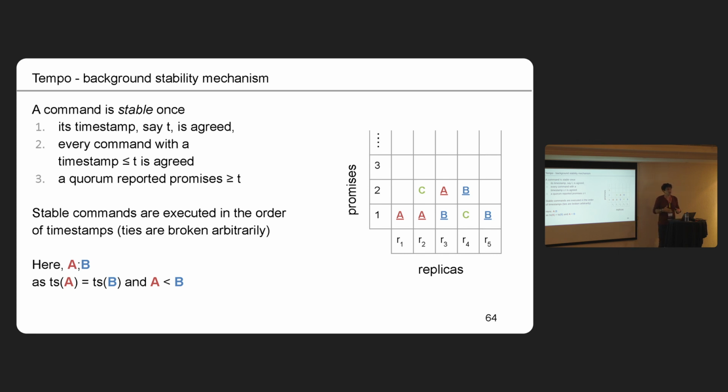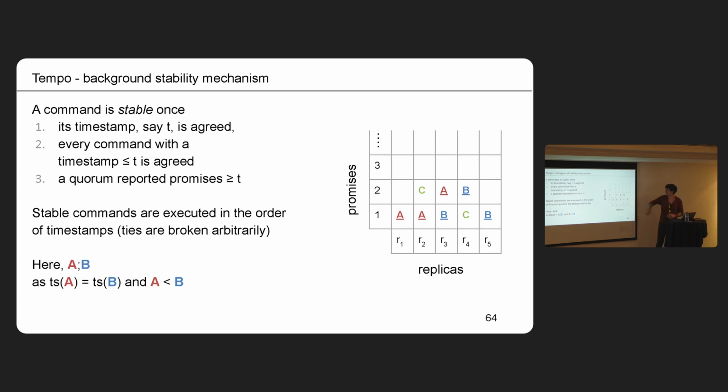Okay, so when you know a quorum, you know all of the commands that can eventually have a lower timestamp than the one of the command you want to execute. You want it to be stable. So that's why you need item 3.